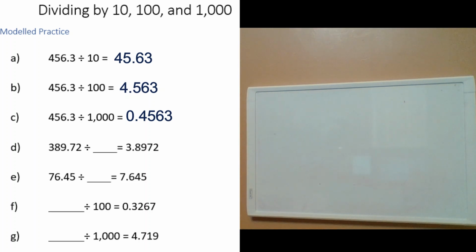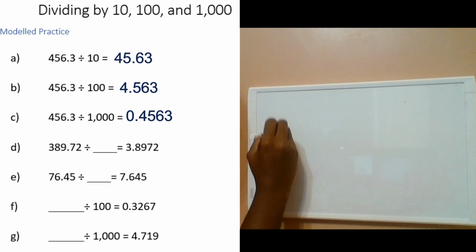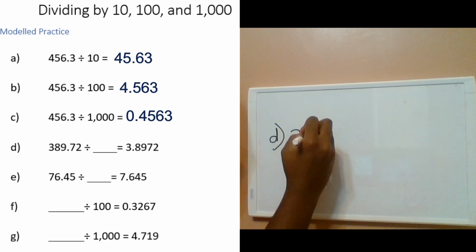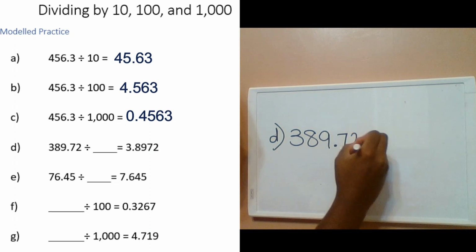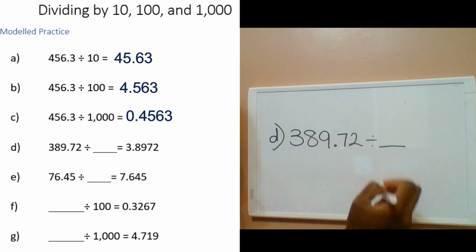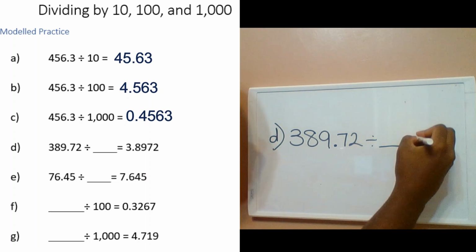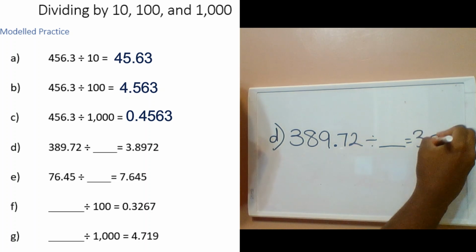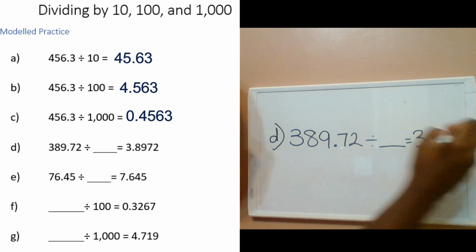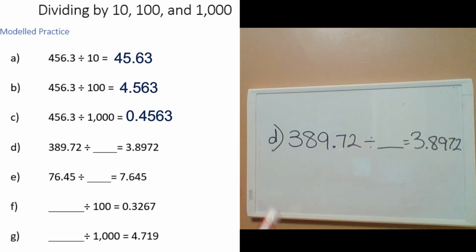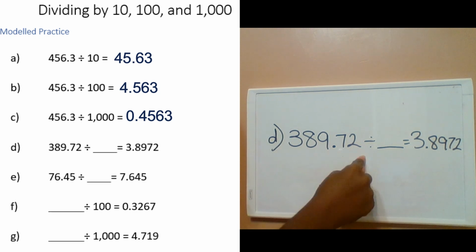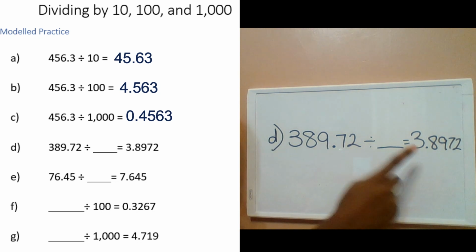It says there, 389.72 divided by something gives an answer of 3.8972. For this problem, I'm trying to work out whether it's 10, 100, or 1,000 that this number has been divided by to give this answer.